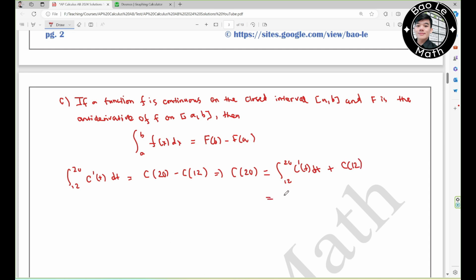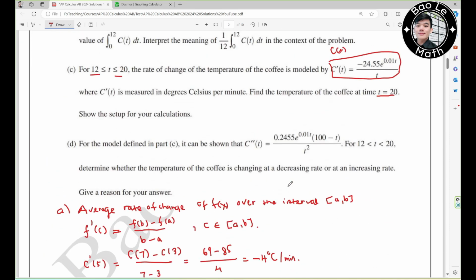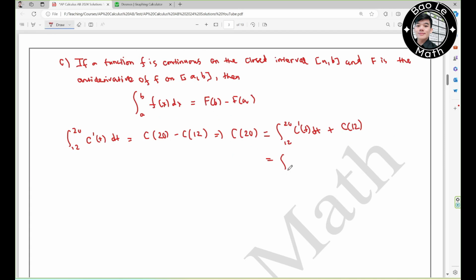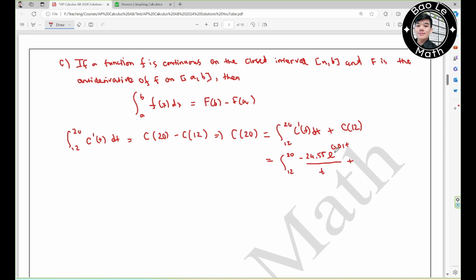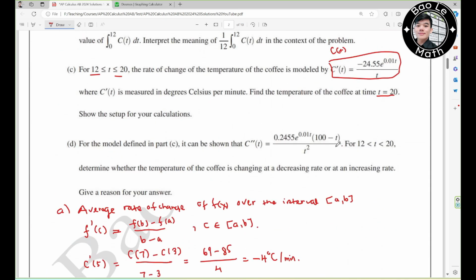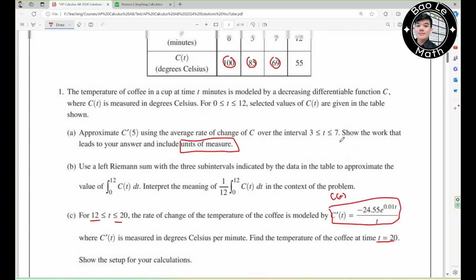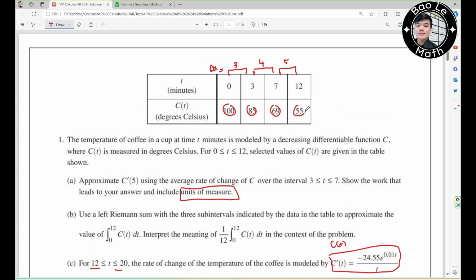The integral of this one is going to be this guy right here, from 12 to 20, negative 24.55 times e to the 0.01 t over t, plus C of 12. C of 12 equals 55 right here.